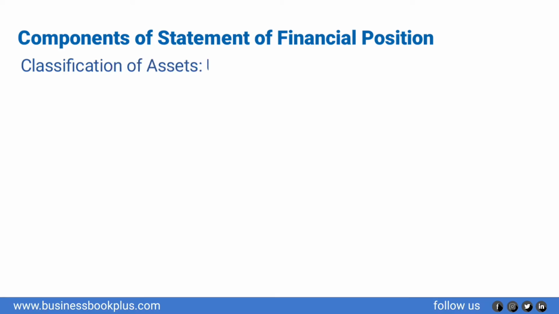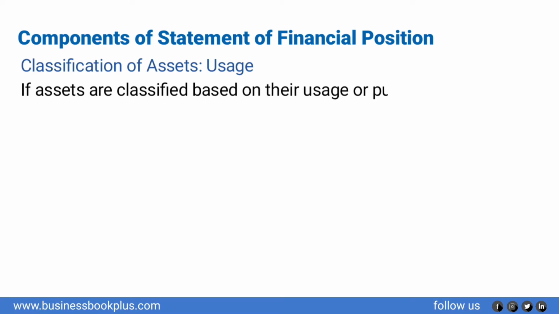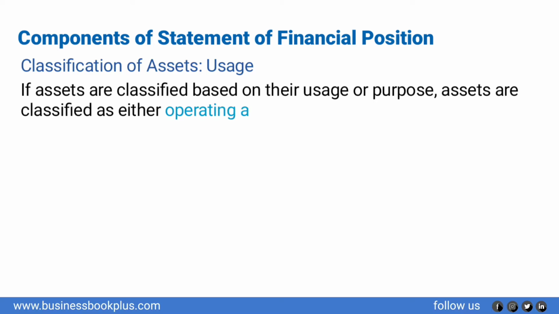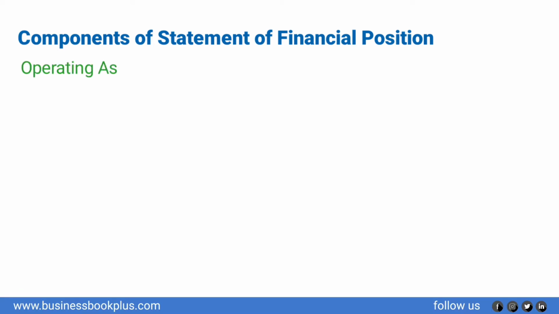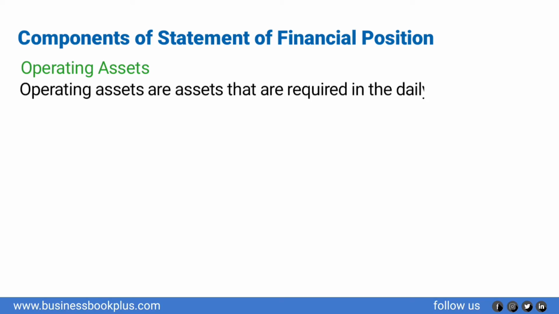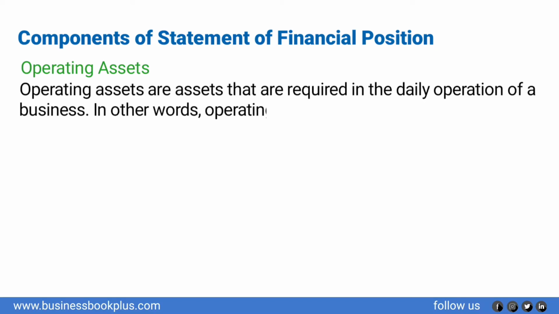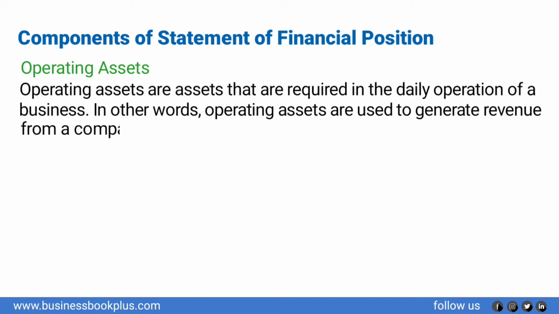Classification of assets by usage. If assets are classified based on their usage or purpose, assets are classified as either operating assets or non-operating assets. Operating assets. Operating assets are assets that are required in the daily operation of a business. In other words, operating assets are used to generate revenue from a company's core business activities.